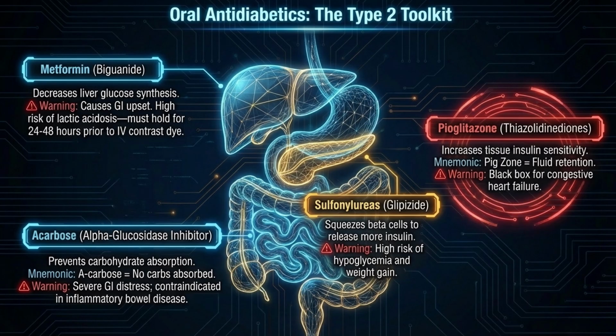All right, so biguanide, a common medication in that class is metformin, and it works by decreasing the synthesis of glucose in the liver. Risk of that is it causes GI upset.